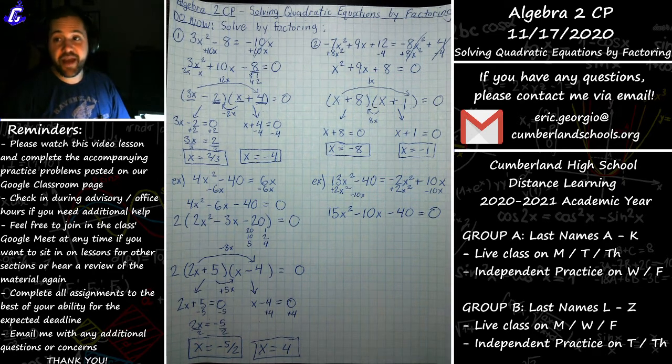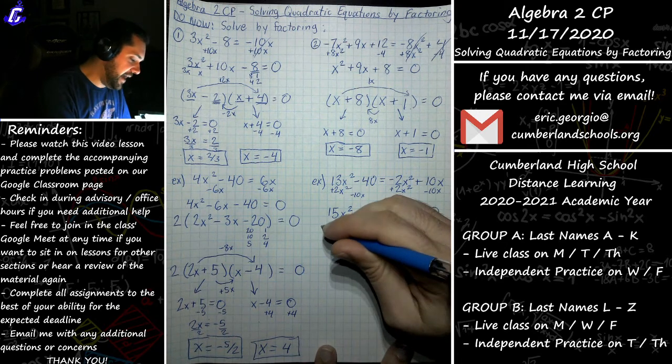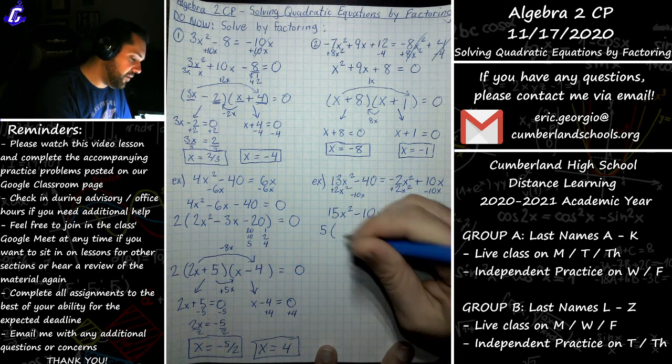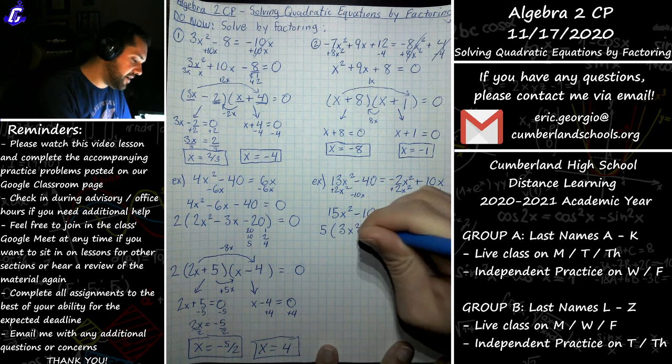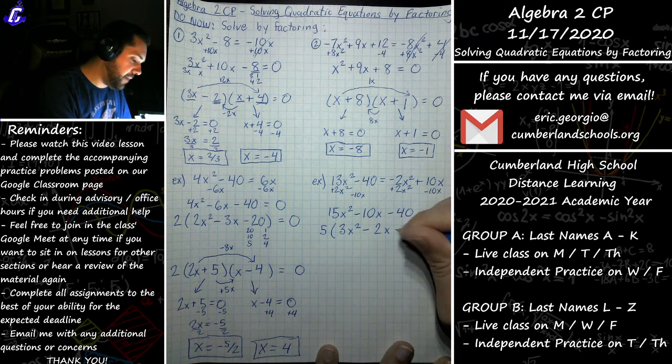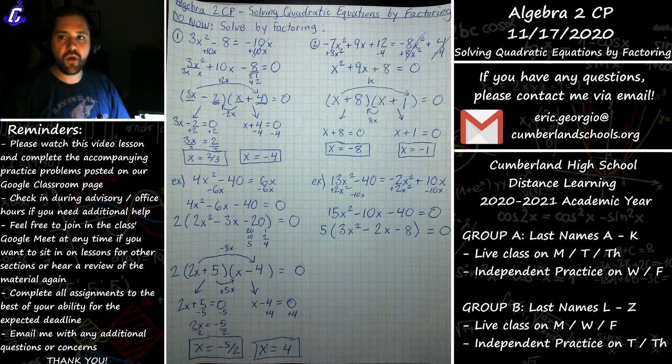And only then does the greatest common factor emerge, that greatest common factor being 5. I take out a GCF of 5. We're left with 3x squared minus 2x minus 8 is equal to 0. All right, so hopefully that makes sense as to why we want to wait to take out that GCF, because sometimes it might not even show up until all those like terms are combined.